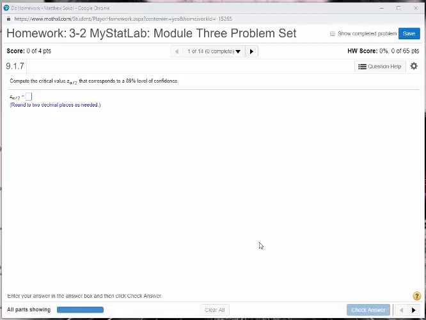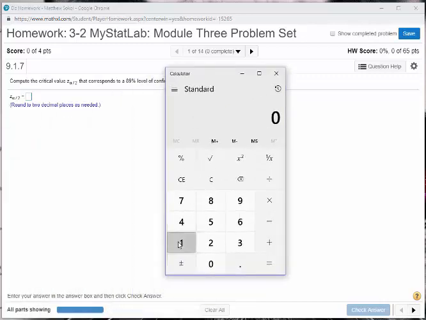So the first question in your homework says something like this. Compute the critical value z of alpha divided by 2 that corresponds to an 89% level of confidence. The way you break this down is you see this Greek letter alpha. That's what's called the level of significance. And all alpha is, you take 100%, go to my calculator, and subtract the level of confidence. Now that means that our critical value corresponds to an 11% level of significance.